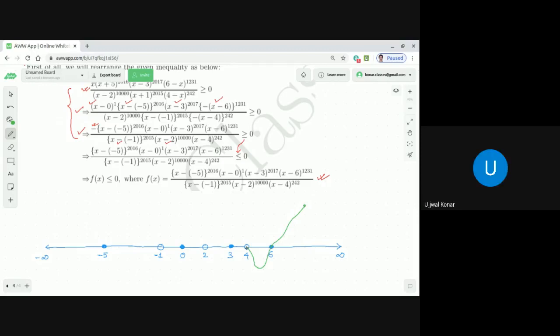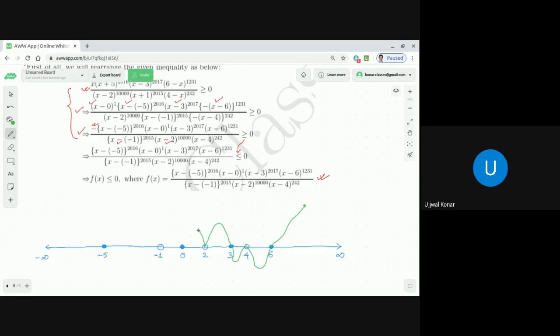Then what is the next point, dear students? It is 3, (x minus 3). So I'll come to the point x minus 3. What is the x minus 3 power? 2017, which is an odd number. So I'll definitely cross the number line, go up and come down. Where will I come? To the point 2, (x minus 2). What is the power of (x minus 2), dear students? 10,000, an even number. So I should not cross the number line.